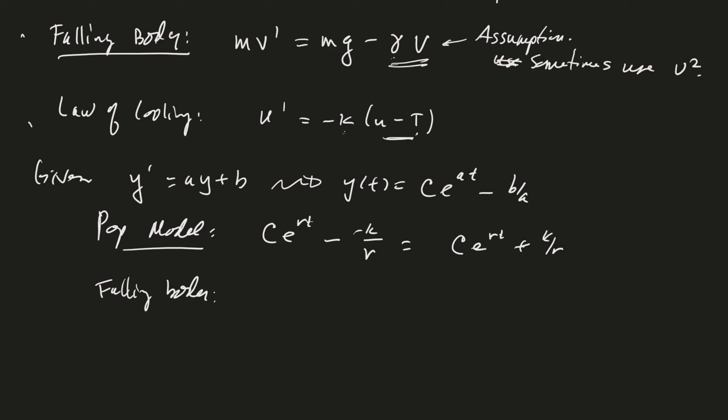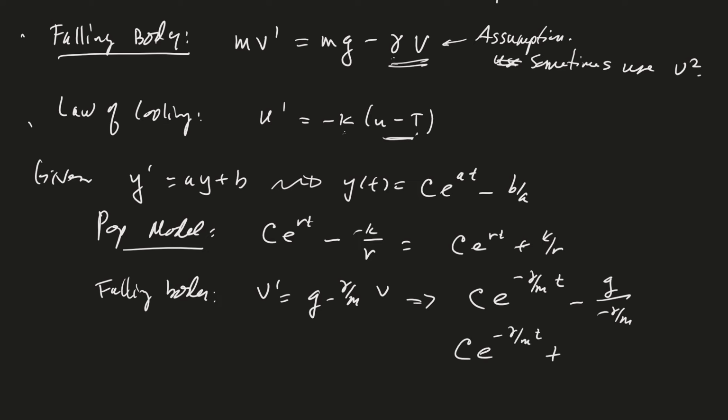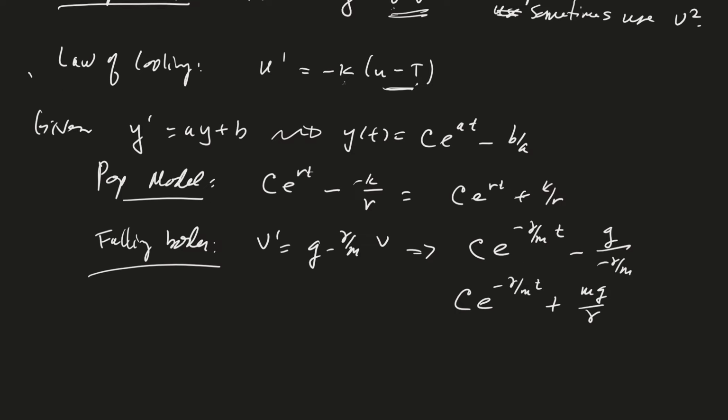Well, you have to do a quick rewrite to get the constant right. But once you have this, now you can go ahead and write the solution. It's going to be ce to the minus gamma over m t, and then minus g over minus gamma over m. Okay, so you could rewrite that as mg over gamma. Very good. All right, that's our falling body problem.